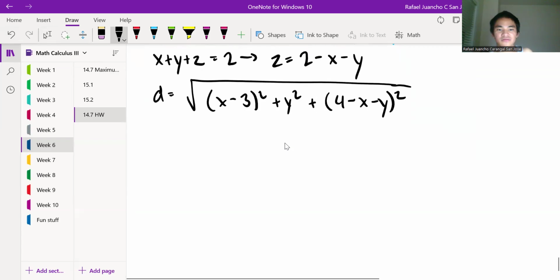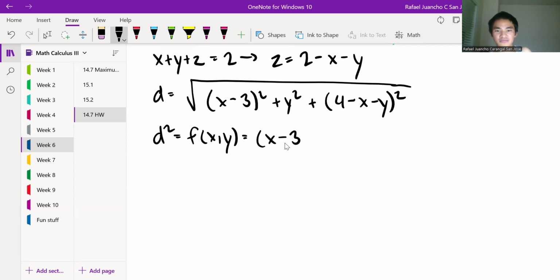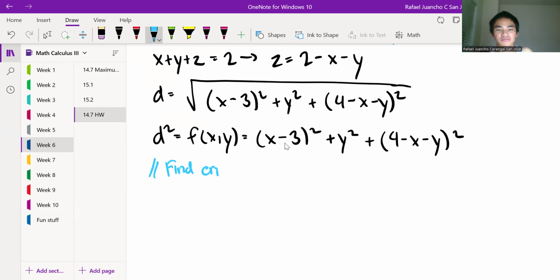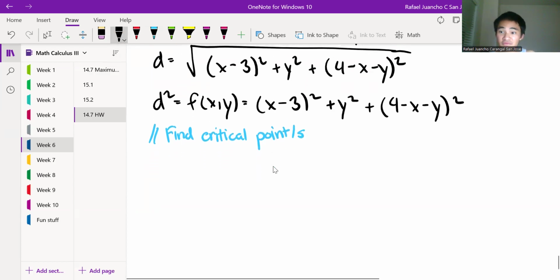Then from there, okay, I do a d squared, which is equal to my function, right? So this gives me this as my function. And then from there, I find critical point or points, and then I plug in. All right, I don't even need to take the second derivative. Don't see the reason why.